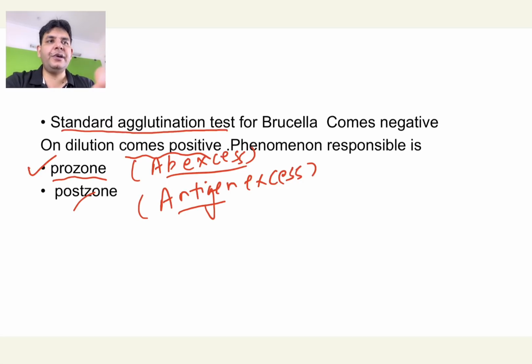You know that this is the best serological test which you can do for brucellosis, and the phenomenon responsible is what? Prozone, that is the antibody axis, and how you can remove this phenomenon, prozone, by dilution. Okay. And the same thing goes for typhoid fever. In that also you go for this prozone stuff.